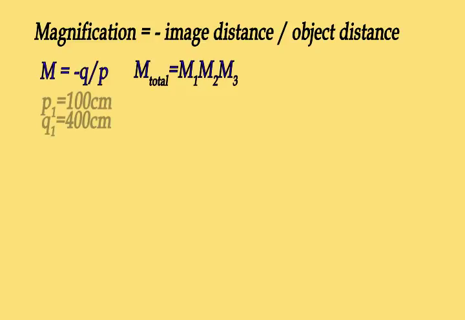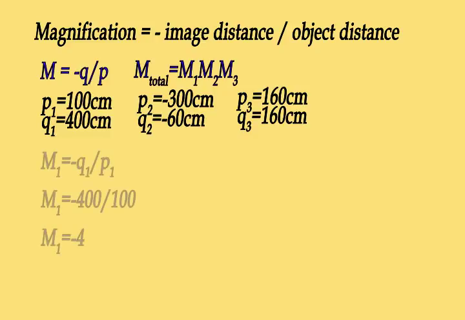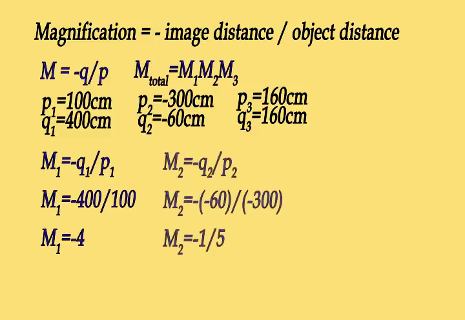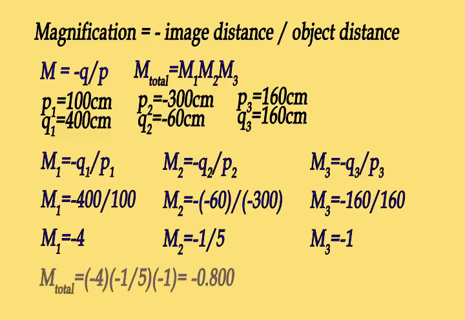P1 is 100 centimeters. Q1 is 400 centimeters. P2 is negative 300 centimeters. Q2 is negative 60 centimeters. P3 is 160 centimeters and Q3 is 160 centimeters. For magnification 1, it is equal to negative Q1 over P1, and the answer is negative 4. Doing the same steps for magnification 2 and 3, the magnifications are negative 1 over 5, and negative 1 respectively. Therefore, the total magnification is negative 0.8.